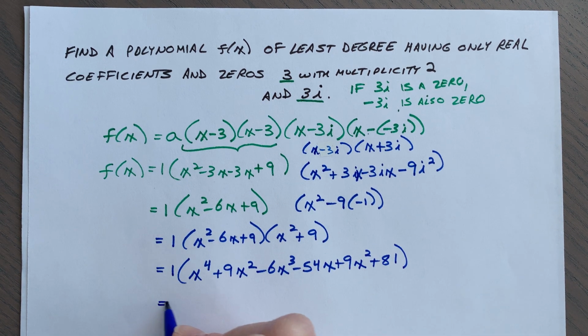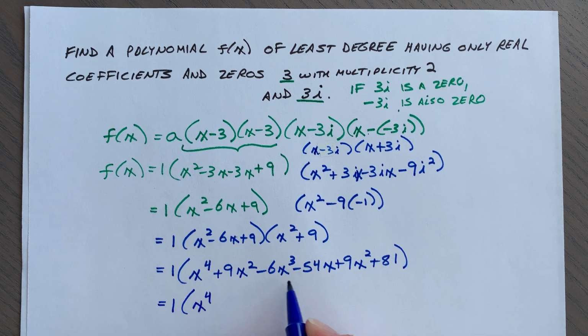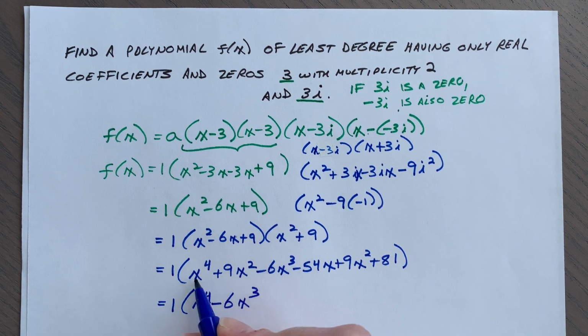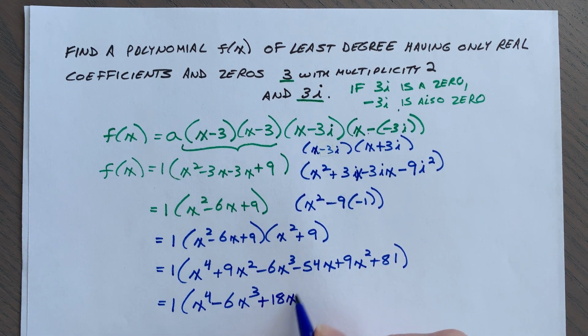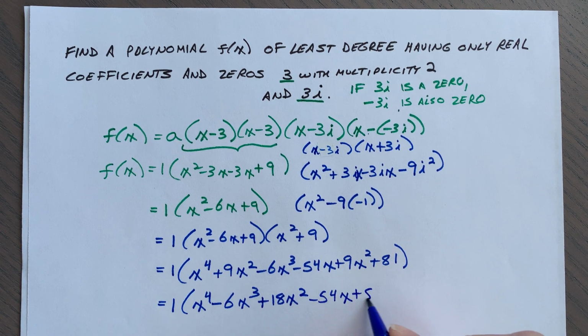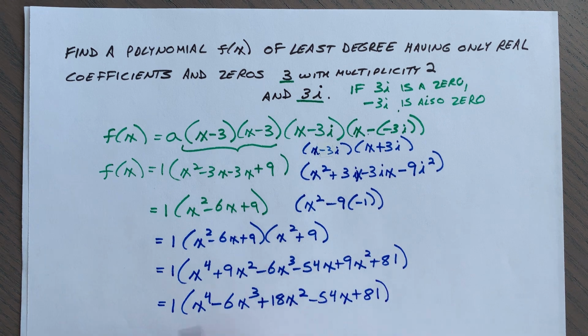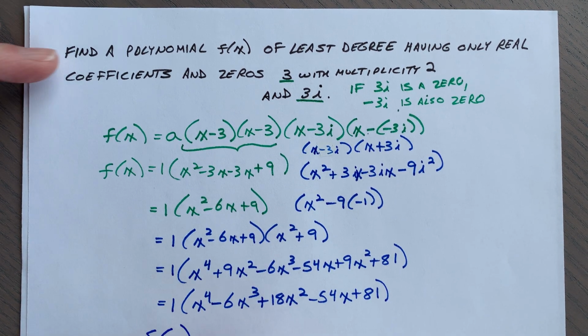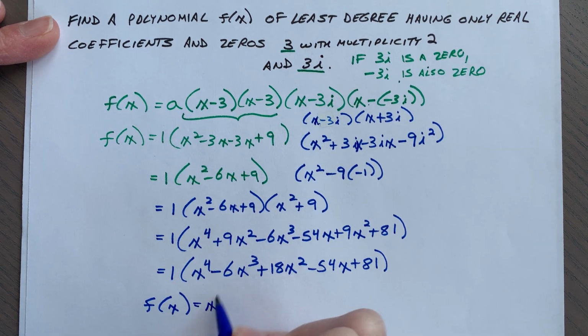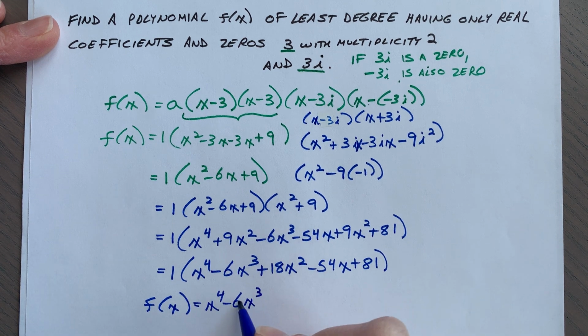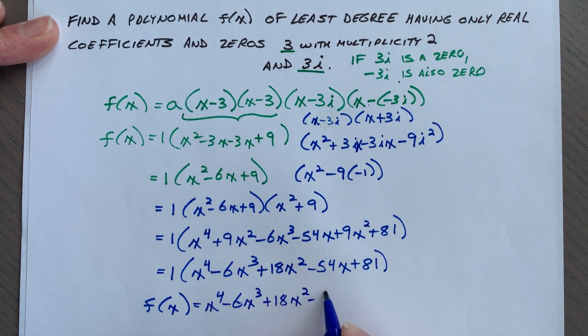Okay. Let's look along, see if we have any like terms to combine. And we'll get these in descending order. So I had x to the 4th, I had negative 6x cubed. I've got a positive 9x squared and another positive 9x squared. So that's plus 18x squared. We have negative 54x's, and we have plus 81 for our constant. Okay. So our final polynomial that fits all of these requirements is f of x equals x to the 4th minus 6x cubed plus 18x squared minus 54x plus 81.